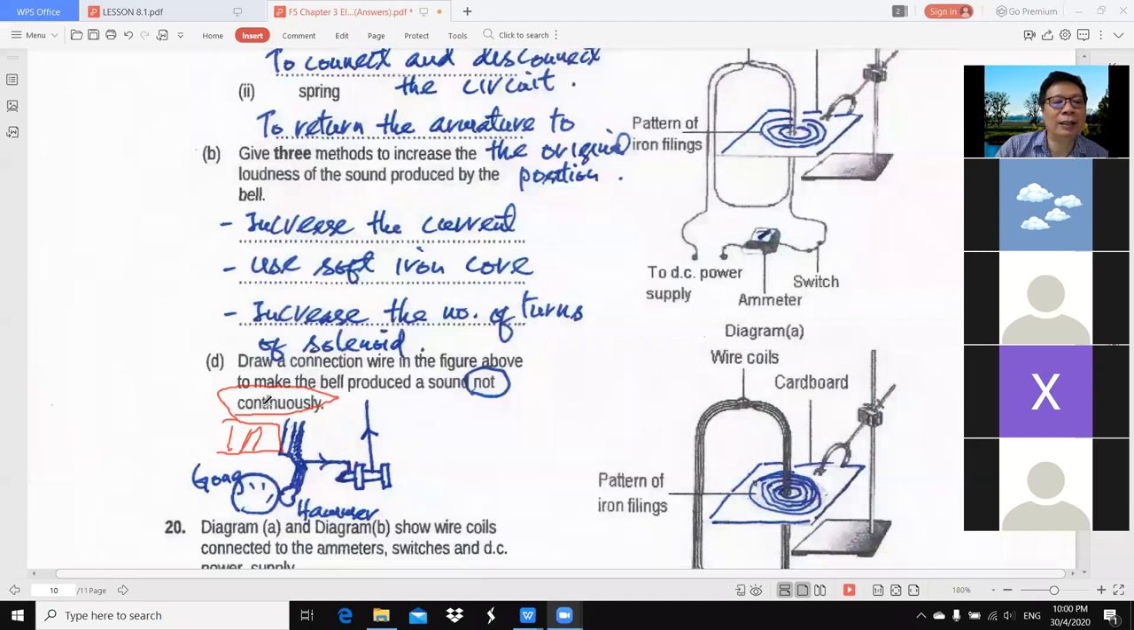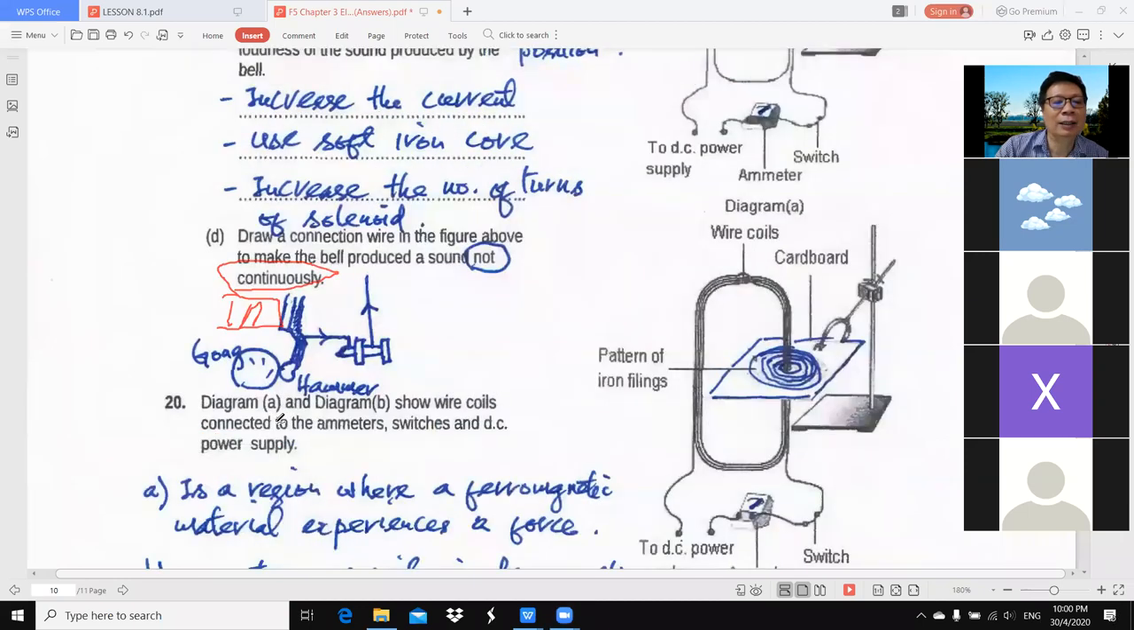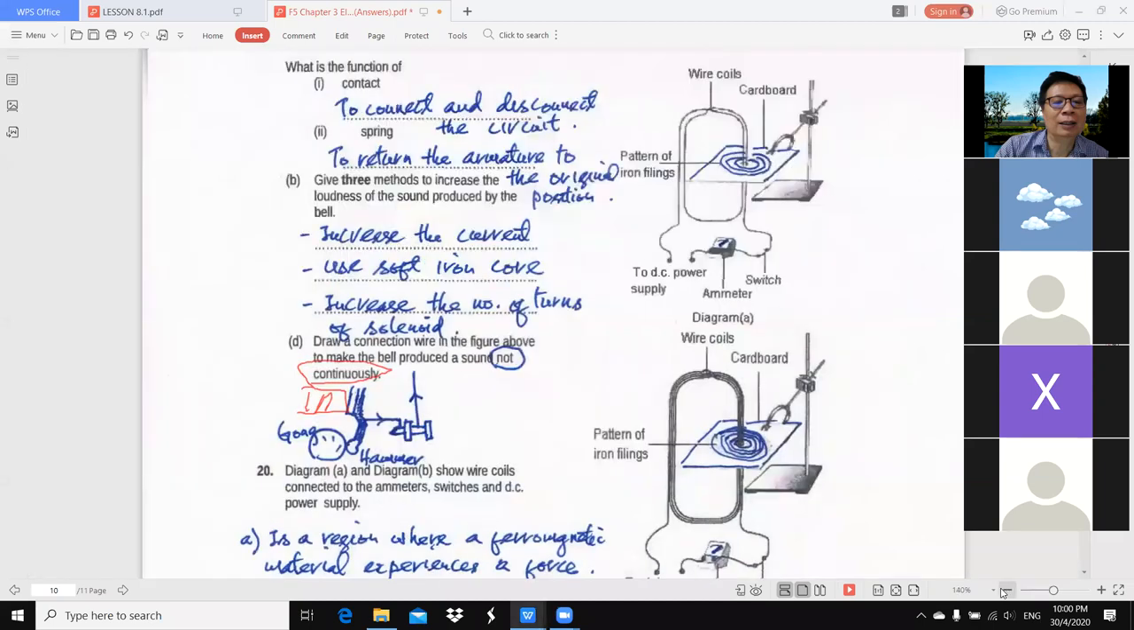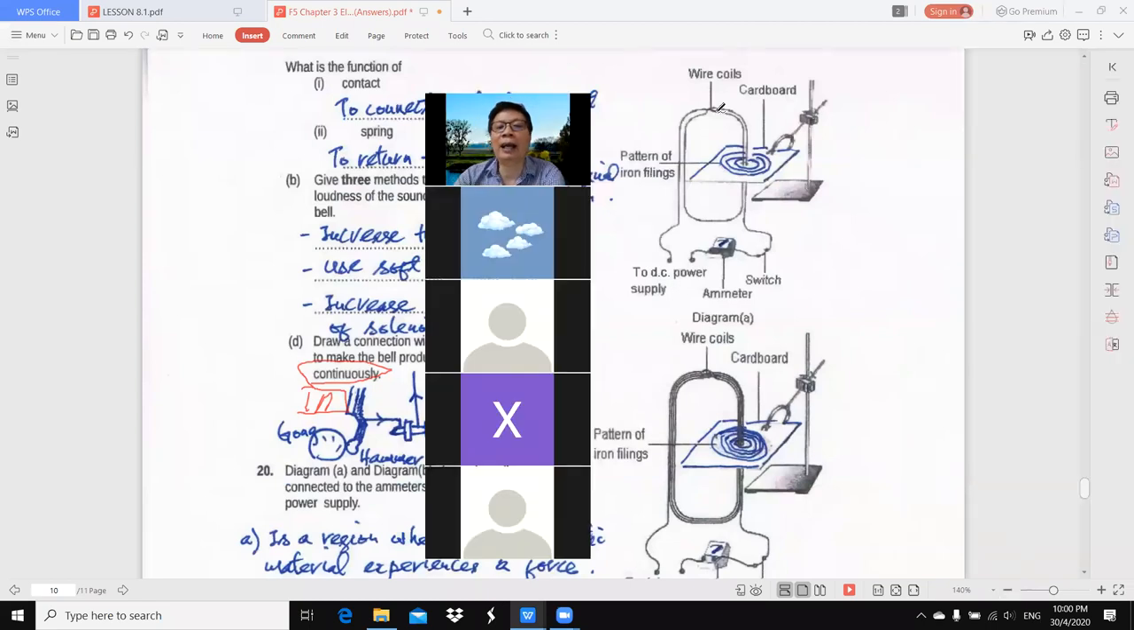This question: diagram A and B show a wire coil connected to an ammeter and a DC power supply. Look at these two diagrams. Let me explain the diagram to you first. Don't look at the answer first, see the diagram. This is a cardboard. You have a wire from the DC power supply. The current will flow, make a few turns, then come back. This is an ammeter to measure the current.